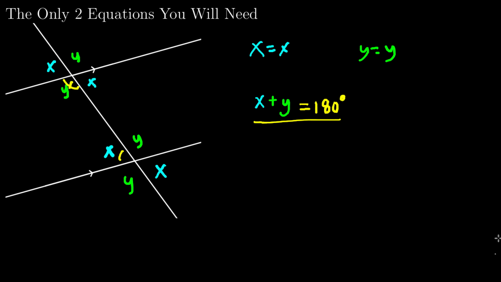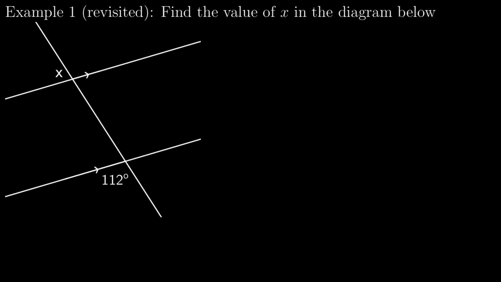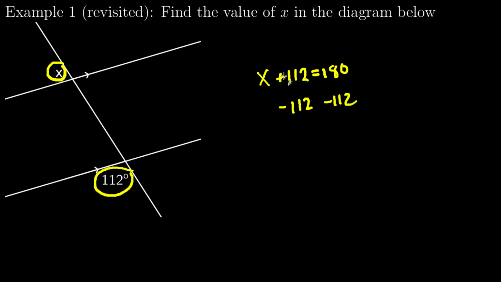Okay, let's look at a couple examples. So back to the first one. When I look at these two angles, I see that I have an acute angle x, an obtuse angle 112 degrees. Either I just use that rule we just saw and say, okay, they're not the same, so they have to add to 180 degrees. So x plus 112 equals 180. And then I can subtract 112 from both sides. And when I do that, I will get x is equal to 68 degrees.